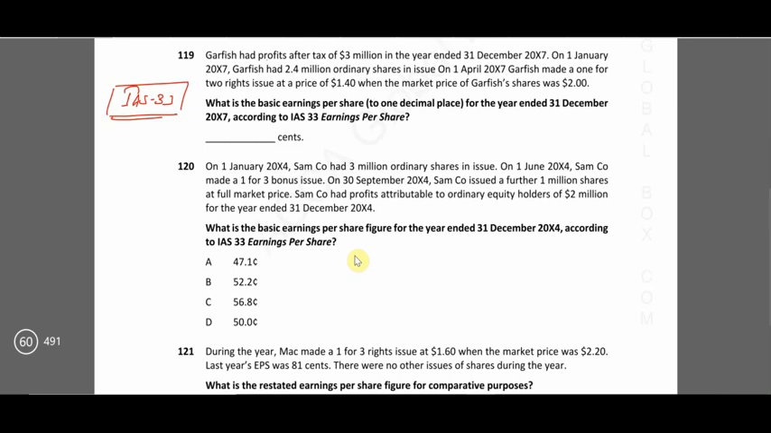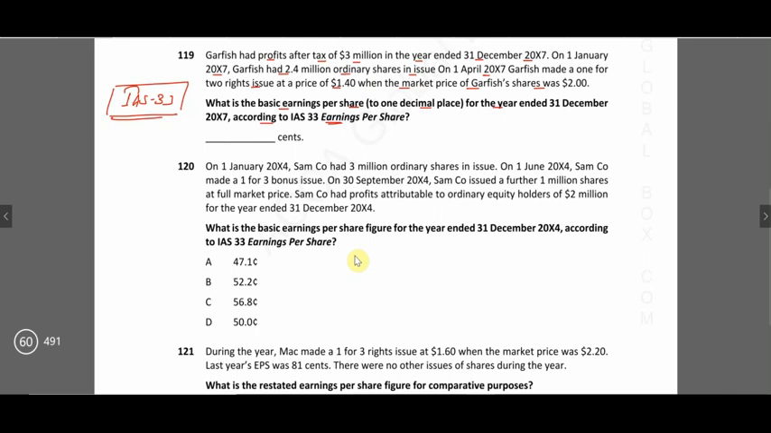Garfish had profits after tax of 3 million in the year ended 31st December 2007. On 1st January 2007, Garfish had 2.4 million ordinary shares in issue. On 1st April 2007, Garfish made a 1-for-2 rights issue at a price of 1.40 when the market price of the Garfish share was 2. What is the basic earning per share to one decimal place for the year ended 31st December according to IAS 33, earning per share? So you see the profit after tax is 3 million.